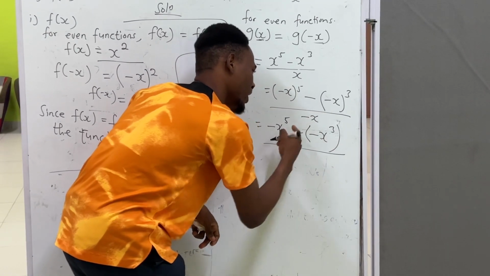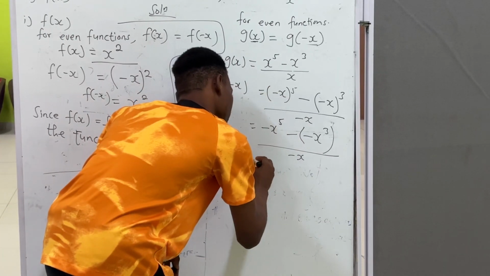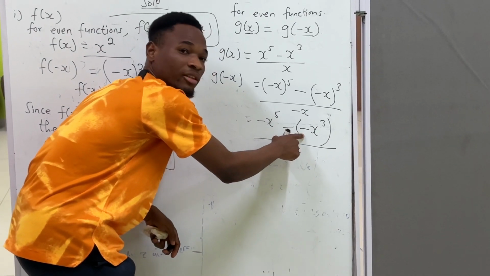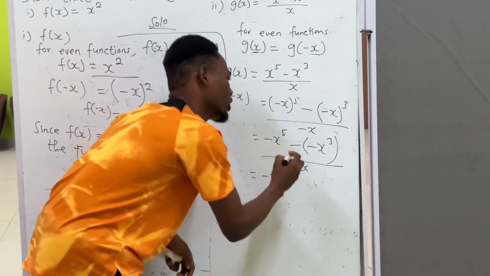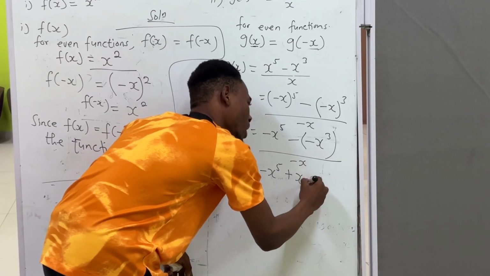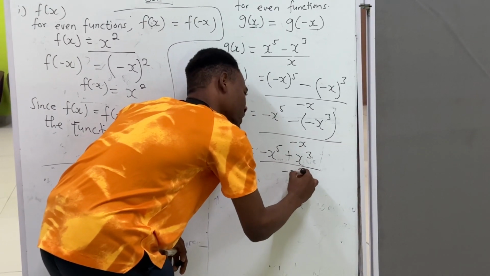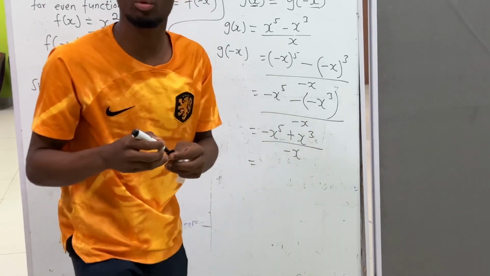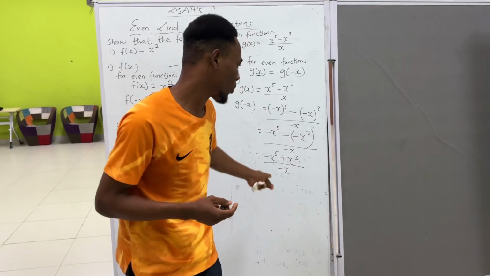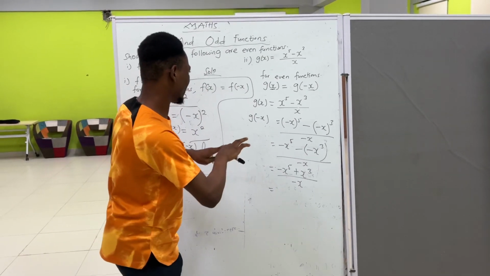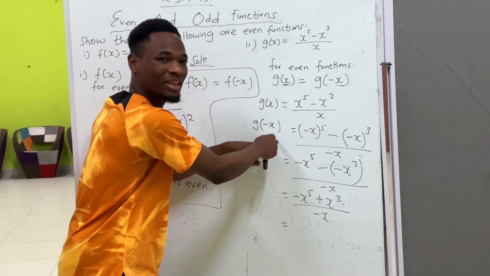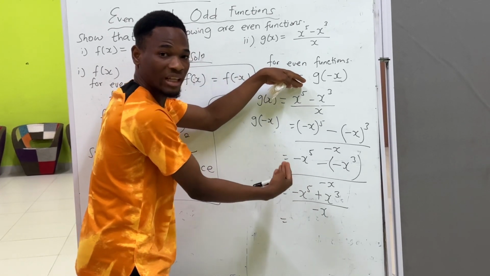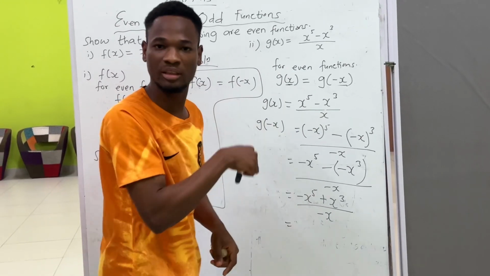Yes, all over, I have my negative x. Then I have negative x to the power 5. Negative and negative, when they combine, you get positive. So I have positive x to the power 3 all over negative x. Now, if your algebra is strong, you wouldn't stop here. When you stop here, it looks like g of negative x and g of x are not the same. But if you understand algebra, you can still simplify it further.